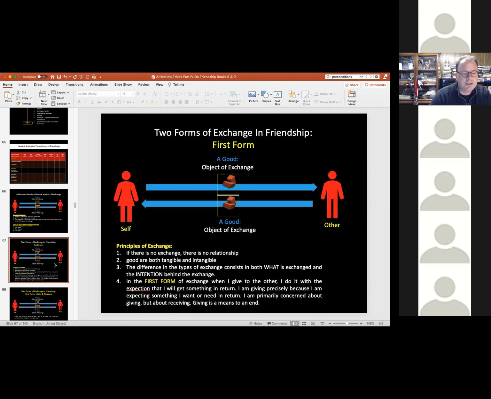Okay, so let's go forward here. The first form of exchange, and when I talk about these two forms of exchange, they have to do with the way we approach the relationship, or what I'm calling the intention behind it, how we understand this relationship. In the first form of exchange, I give something to the other person, however, I do it with the expectation that I'm going to get something in return.